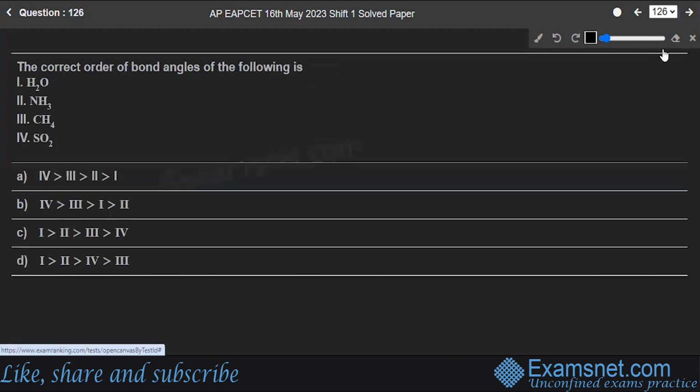Hope you understood this. Next is question 126. Correct order of bond angles of the following is. So we are talking about the bond angles of all of them. Let's first of all pick up the water.